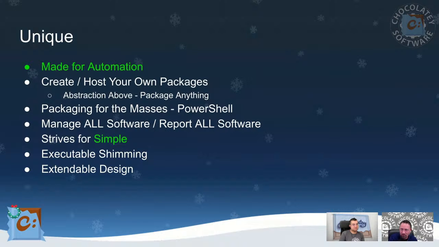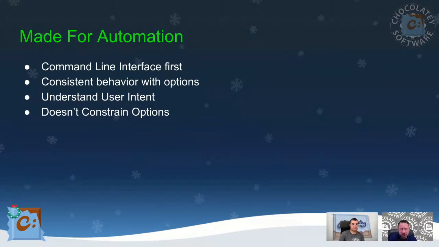Because we can manage all software, we can report on all software, which again is super important, because you can't manage what you don't know about, right? Being able to see that allows you to overcome security issues and other things very quickly. It does strive for simple, and there are a couple of other things that are really interesting about Chocolatey that are often overlooked but also very powerful. One of those is the shimming, and that we have the ability to extend the functionality of Chocolatey. So I said made for automation.